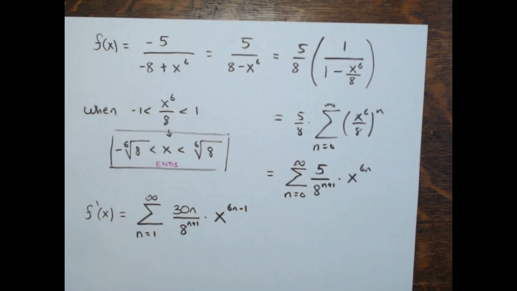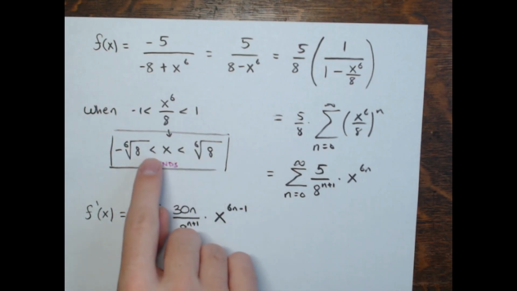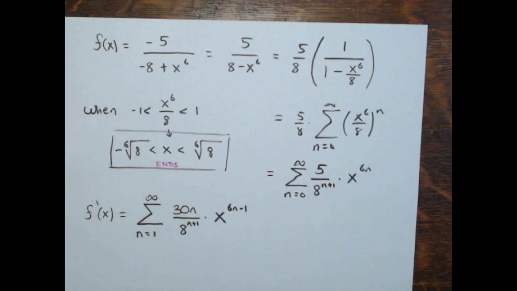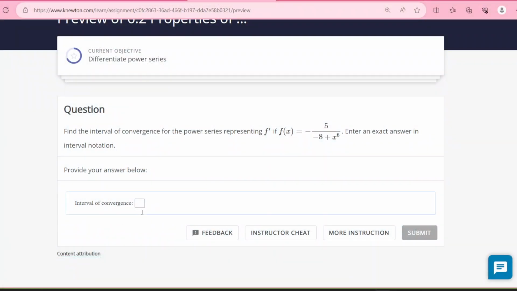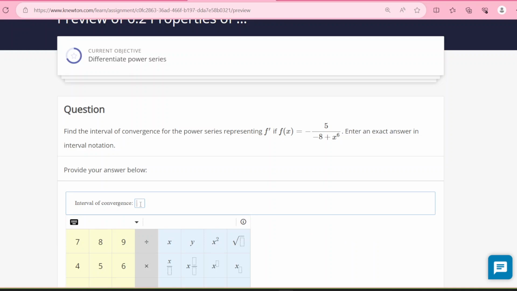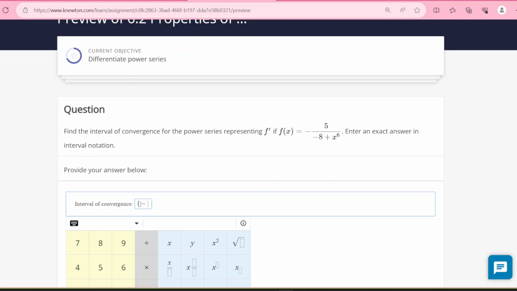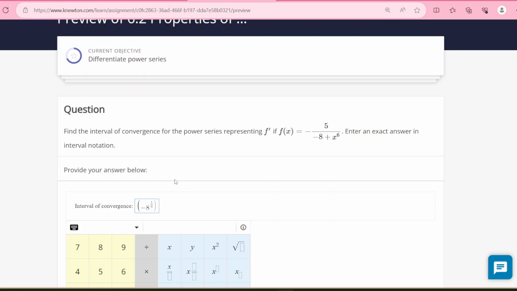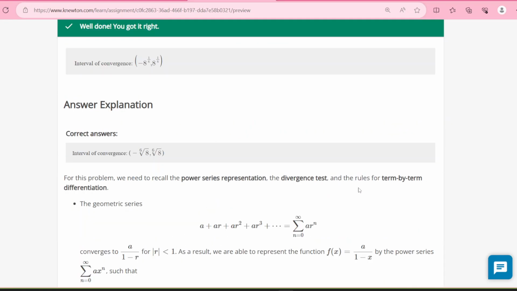All right, again, this is very similar to a problem we saw earlier. So the interval of convergence for this derivative power series is just from negative 6th root of 8 to positive 6th root of 8, but not including the ends. The series for the derivative will diverge at the ends. So parentheses, negative 8 to the 1/6 power, comma, positive 8 to the 1/6 power, and then close the parentheses, right? These ends are not included. All right, great.